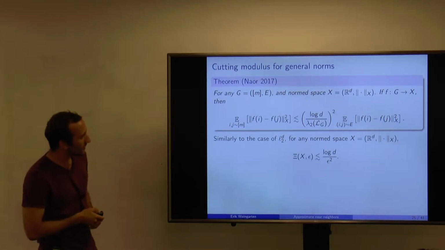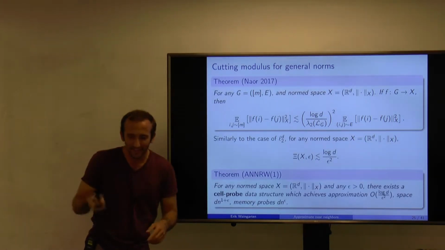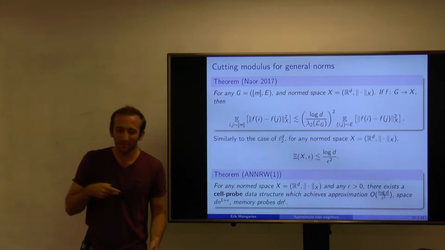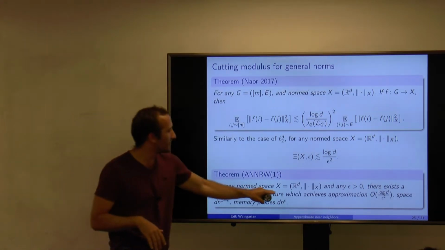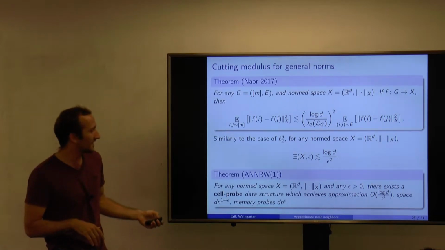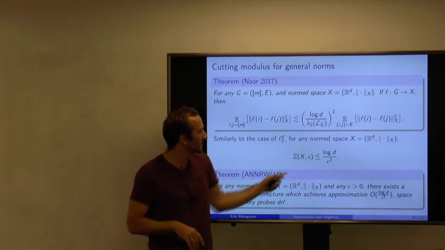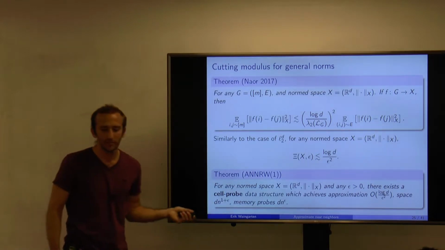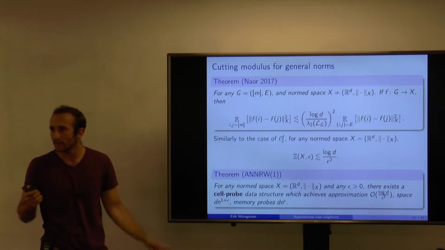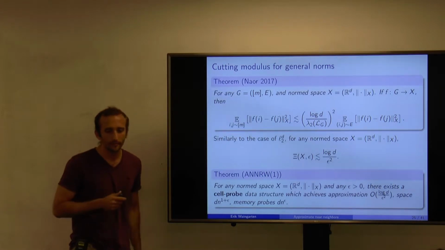Okay, good. So, right, using this with the data structure I just described, we get a cell-probe data structure for ANN over x, which gets approximation given by the cutting modulus, so log d over epsilon squared, using space d times n to the 1 plus epsilon, and memory probes d times n to the epsilon. Okay, so that was sort of the main result of the first paper.